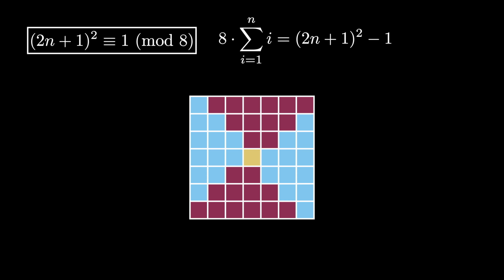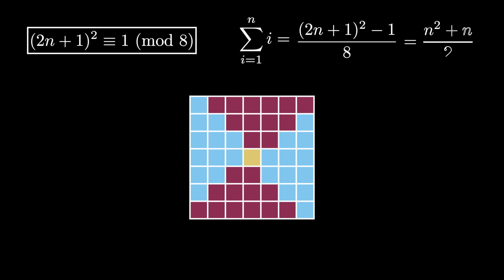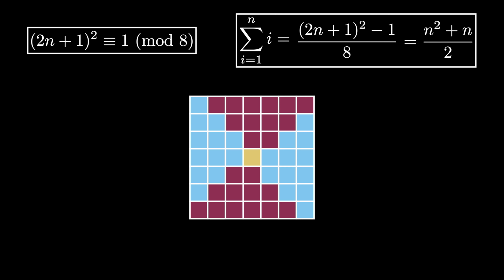On the other hand, we can also divide both sides of the equality by 8, and we see that the sum of the first n positive integers must be (2n plus 1) squared minus 1, all divided by 8. But then we can expand the numerator and simplify, obtaining the classic formula for the sum of the first n positive integers, which is (n squared plus n) divided by 2.